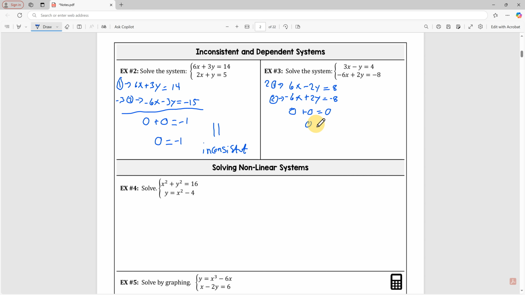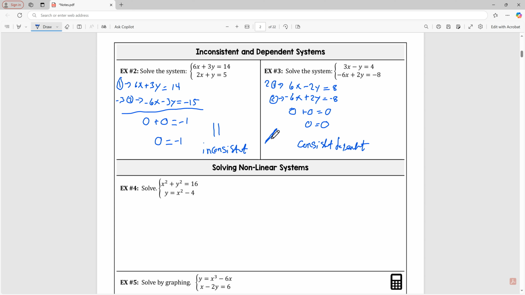I get 0 equals 0. I know this looks similar to the last problem, but the truth is 0 does equal 0. This is a true statement. So this is when we have one line literally right on top of another line. This is a consistent set. This is consistent dependent. This is an infinite amount of solutions.